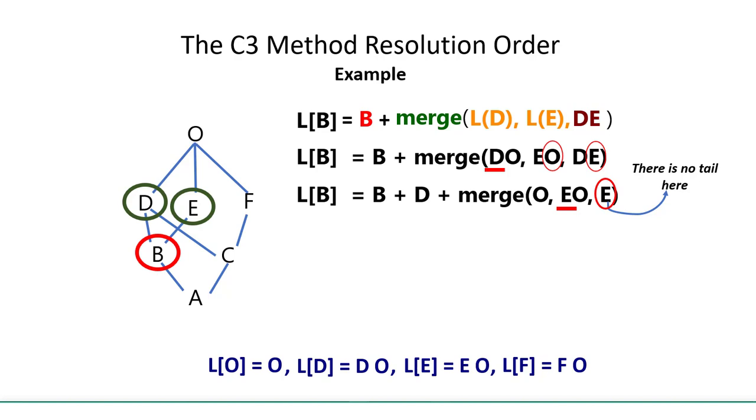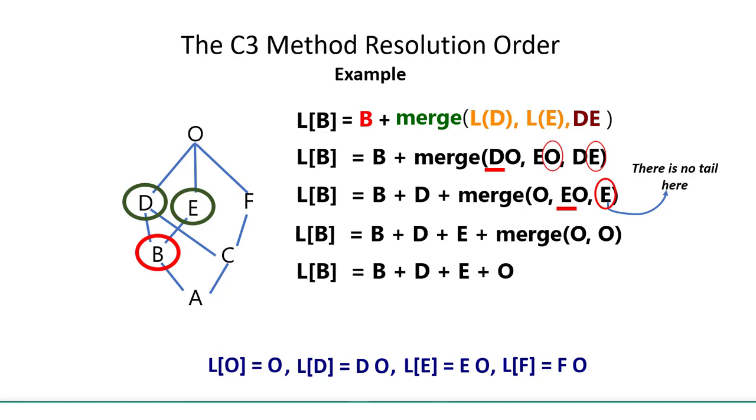And hence we are going to remove that class E and place it as part of the linearization of class B. So the new linearization of class B is B plus class D plus class E and a final merge function between class O and class O. And we know that the merge of O and O is O itself. So the linearization of class B is nothing but B plus class D plus class E plus class O. We know that the summation of classes can be represented as follows. So finally we have figured out the linearization of class B, which is equal to B followed by class D followed by class E and then class O.